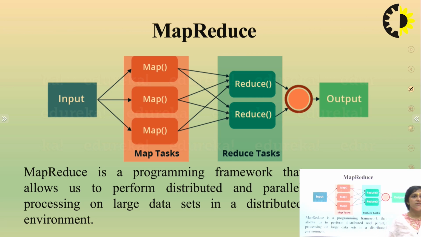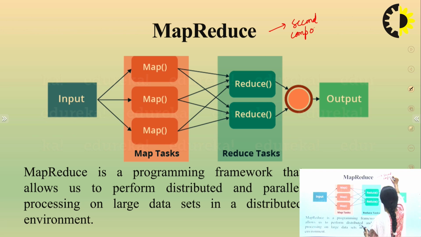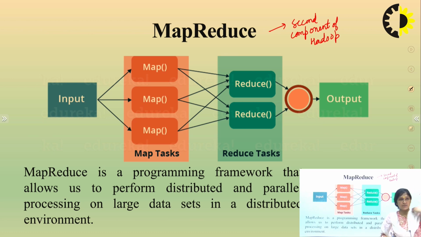Now, the next slide, MapReduce. This is the second component of Hadoop. First, I have already discussed distributed storage, meaning HDFS. Now, MapReduce. What is MapReduce? MapReduce is a programming framework that allows us to perform distributed and parallel processing on a large complex data set in a distributed environment. How will it work?